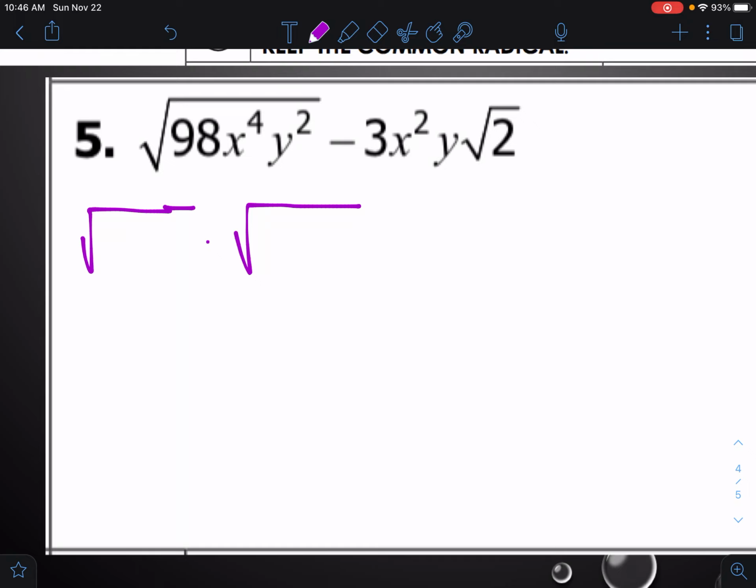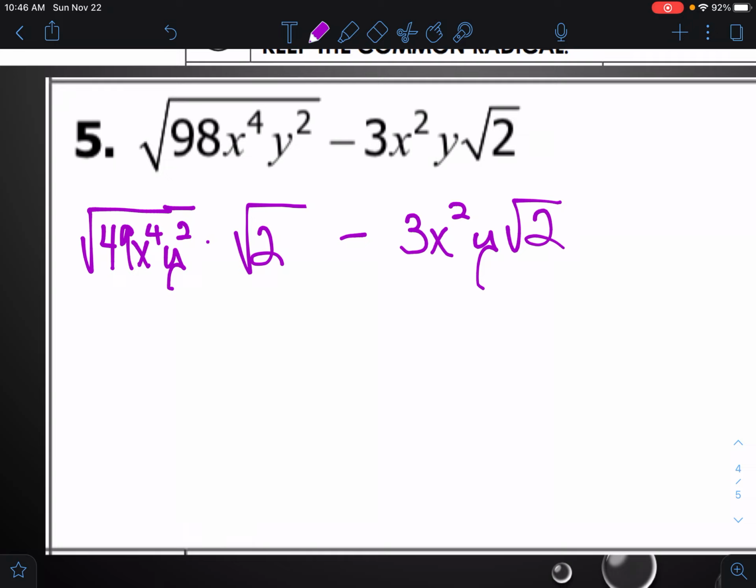Okay, so 49 times 2 gives me 98. And then this is the square root, so x to the 4th, y squared all goes here. So I guess I would just have that square root of 2 would be left over. Okay, and now this right here, I can't simplify the square root of 2 anymore. Okay, so now I need to simplify this first one.